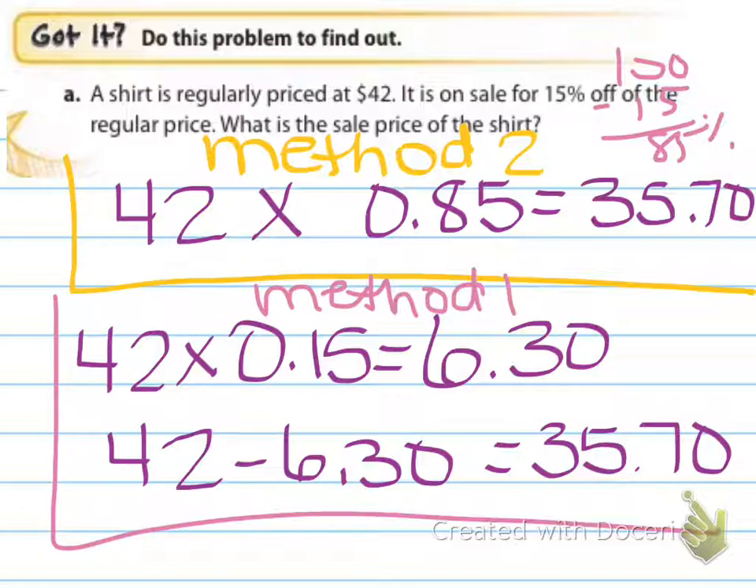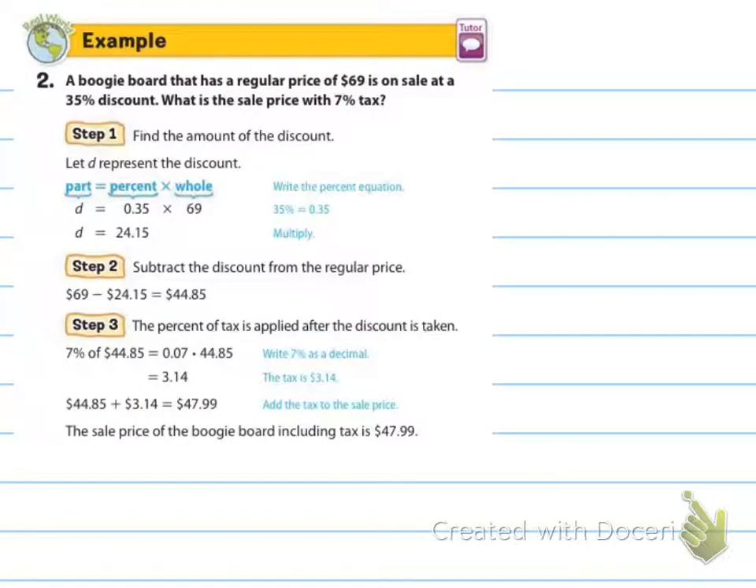So again, just like last chapter, you've got 2 methods you can choose from, dealing with the 100% right away, or doing 2 steps. In this case, you're going to start subtracting instead of adding. Example number 2 says a boogie board that has a regular price of $69 is on sale at a 35% discount. What is the sale price with 7% tax? So with this, we're going to do the discount, and then we're going to multiply times the 7% sales tax. So there's no way of getting around having the extra work here.